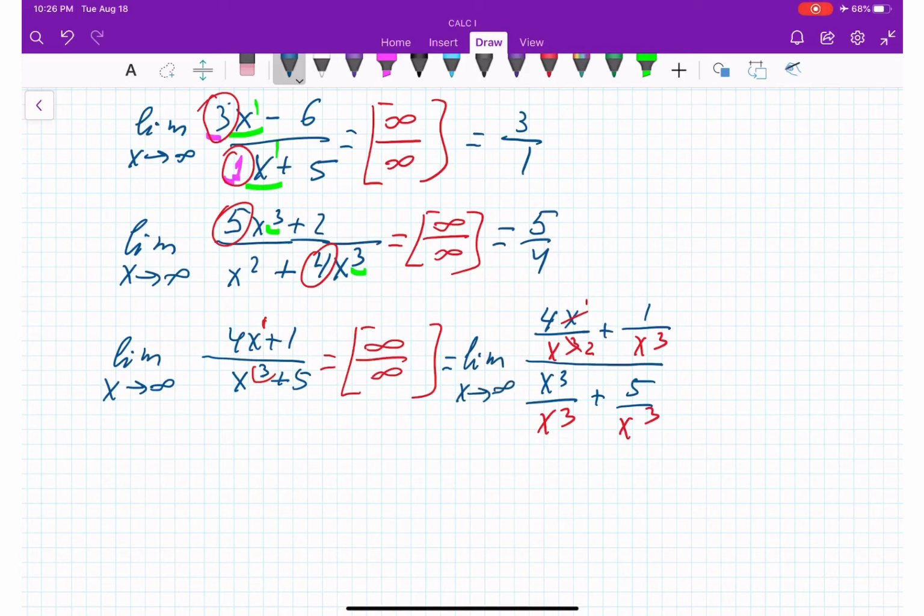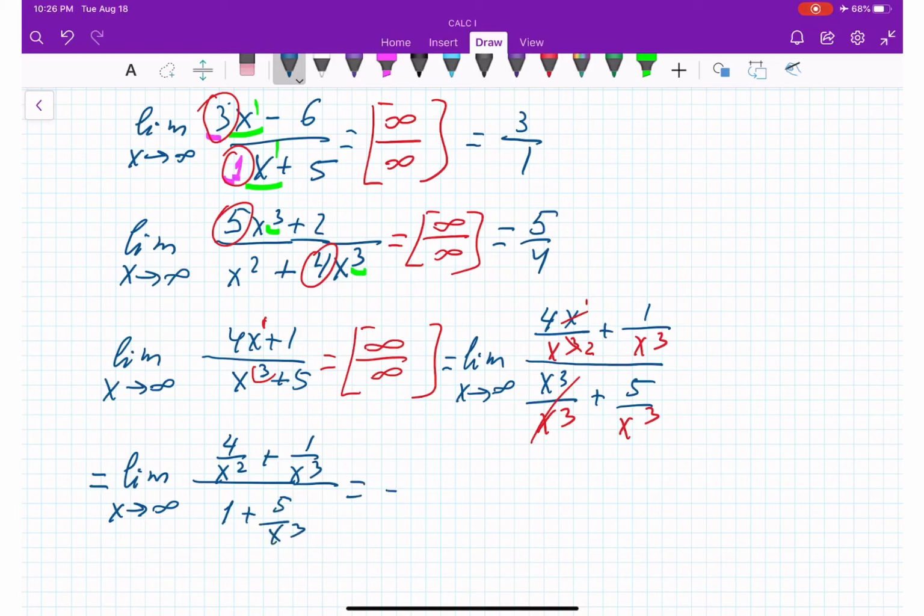Okay, so here the denominator is gone, x cubed, and we have 5 over x cubed. So the result is, let me rewrite it clean: the limit as x approaches infinity of 4 over x squared plus 1 over x cubed, over 1 plus 5 over x cubed.